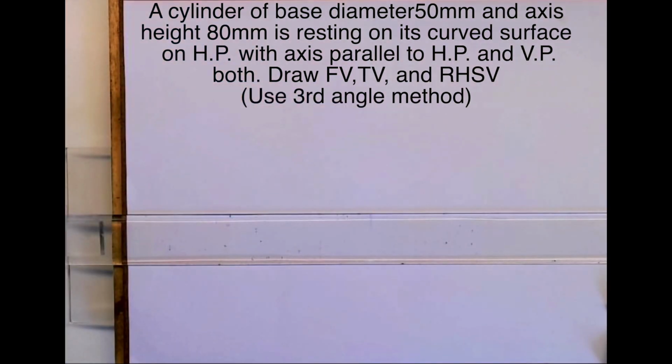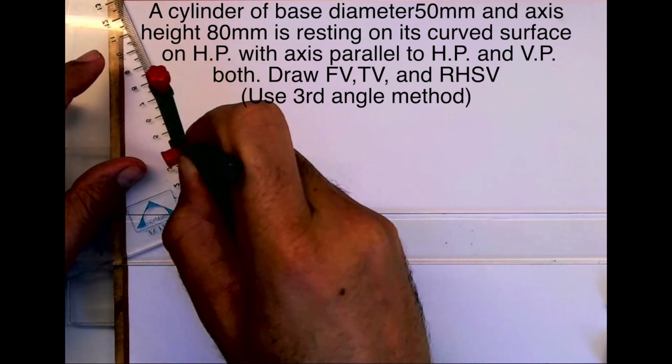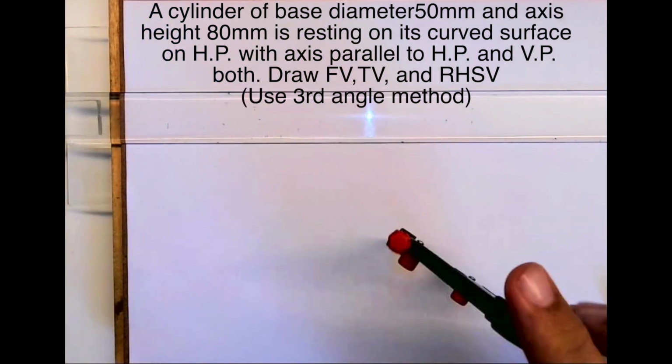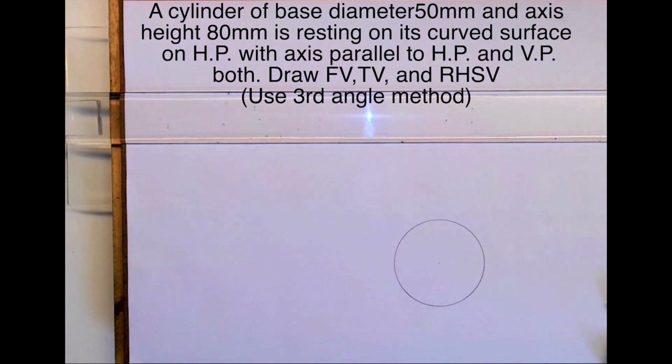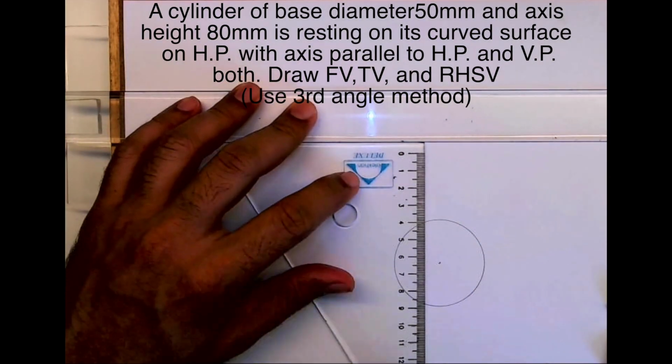So what we will do first, since it is in third angle and axis parallel to HP and VP, the side view will give you the true shape. So I'm drawing a circle in side view. So I'm drawing the right hand side view first.